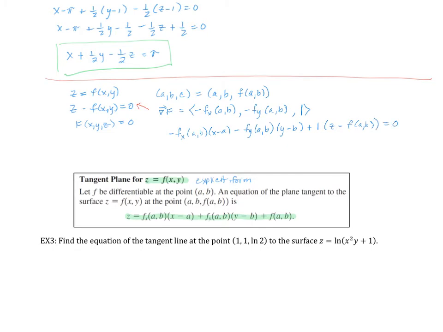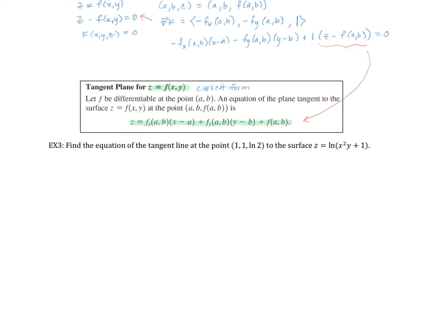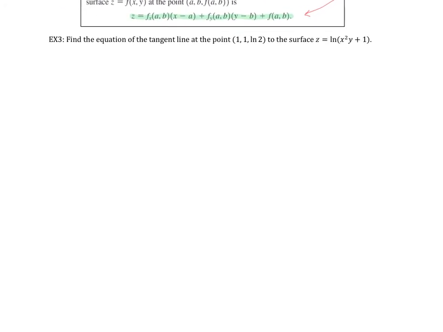So we're just using the equation for the implicit form of the equation of a tangent plane. Now notice if I were to get rid of this last set of parentheses and solve this equation for the z value, I get the equation for a tangent plane in explicit form. So it's always nice to know where these formulas come from.